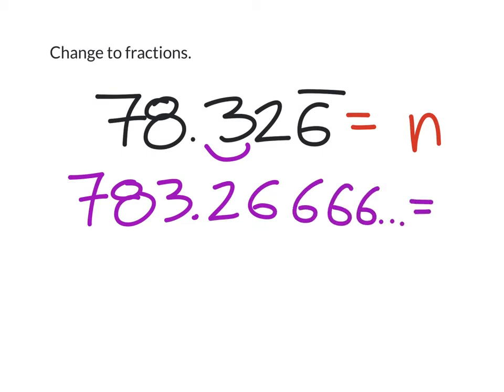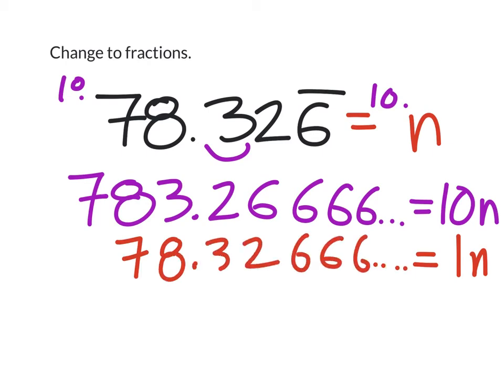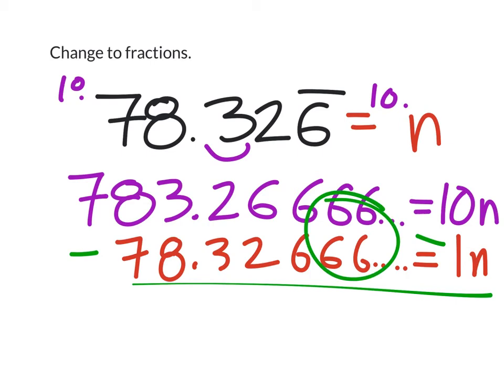Now I took that and I multiplied it by 10, which means it's the same thing as saying I got 10 of these n's. Well, what was just a regular n? A regular 1n was 78.32, and then a bunch of 6's right there. And again, same principle here. We're going to subtract these from each other so that we zero out all of the repeating parts of this. And when we do, we'll end up with just 9 of those n's.